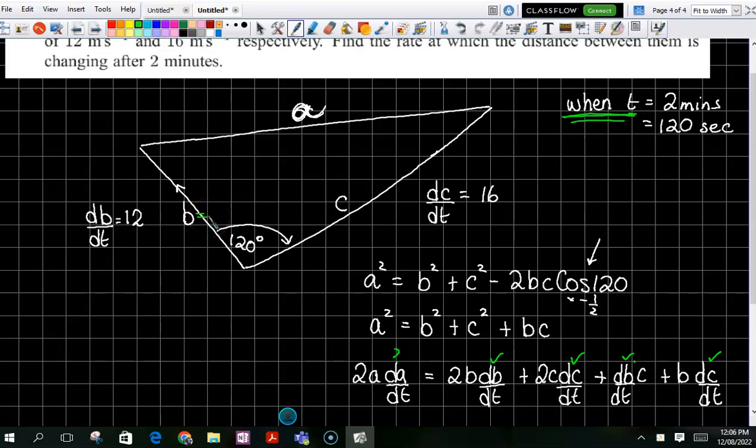You're travelling at 12 metres per second, so after 120 seconds, 12 times 120. Do we agree? And similarly, what would C be? 16 times 120. So now, do you agree we'd be able to have B, we'd be able to have C? The only last thing we need is how are we meant to find A?